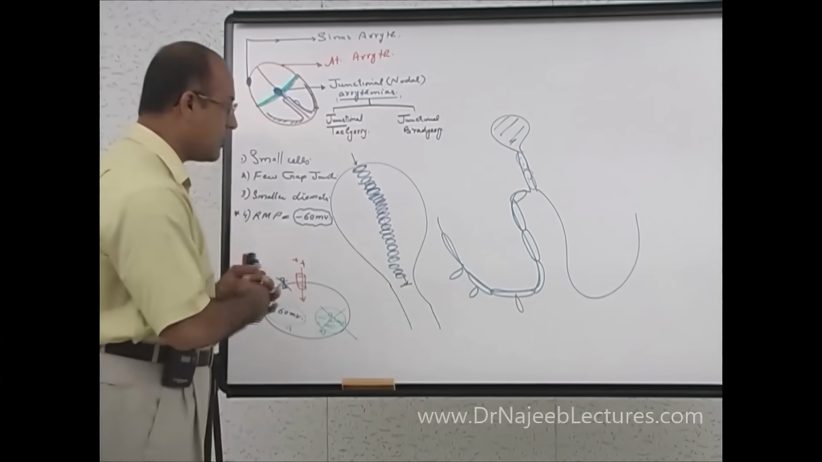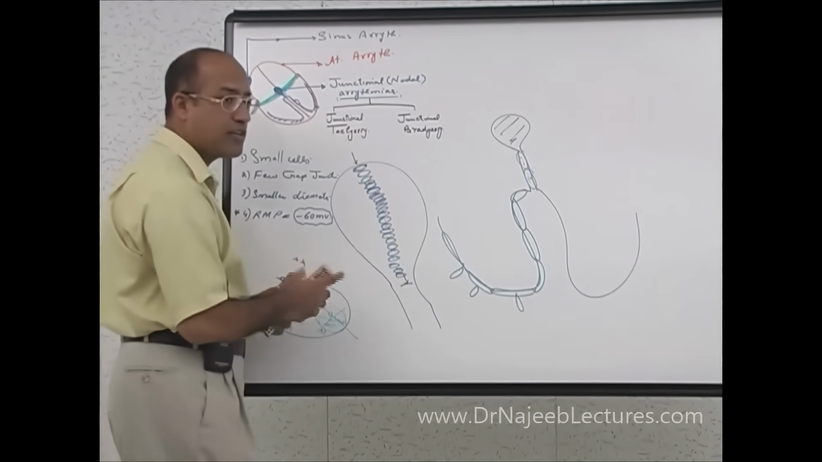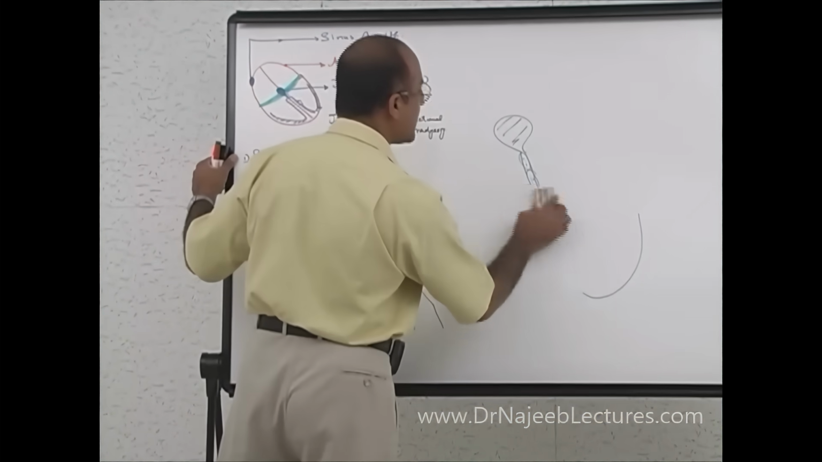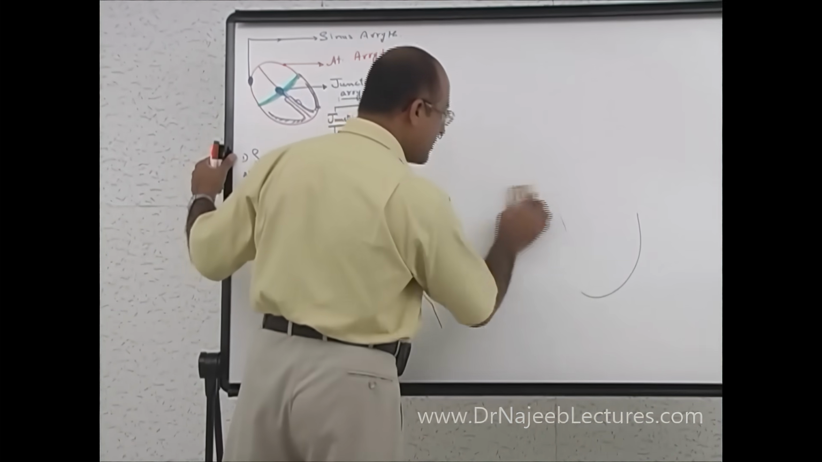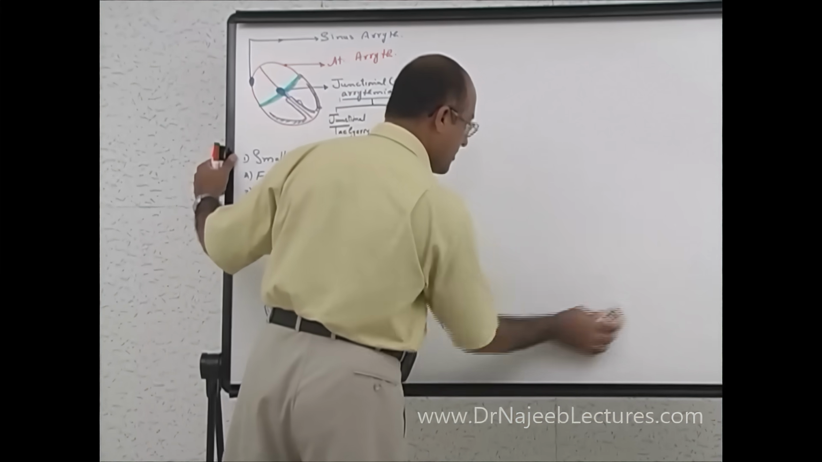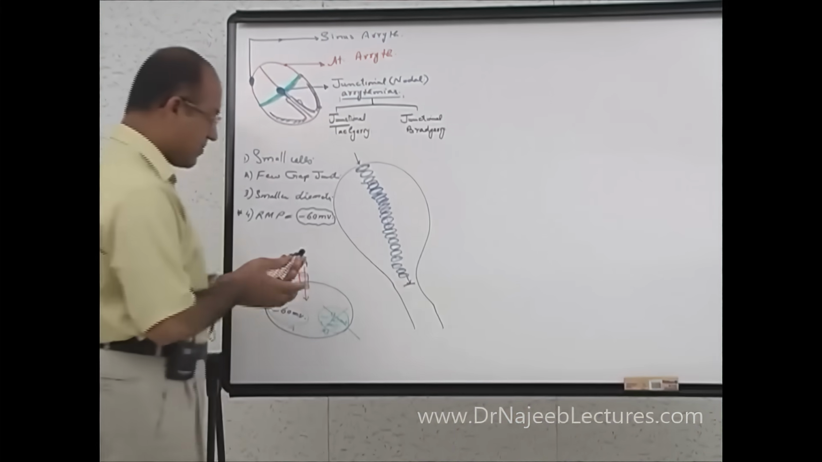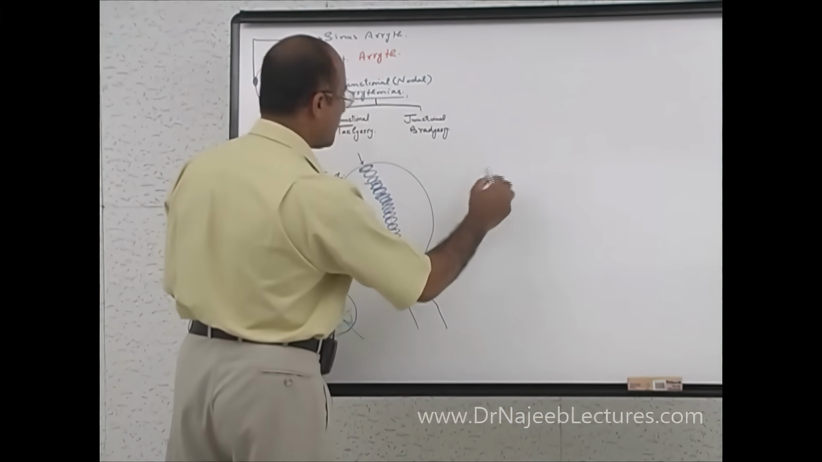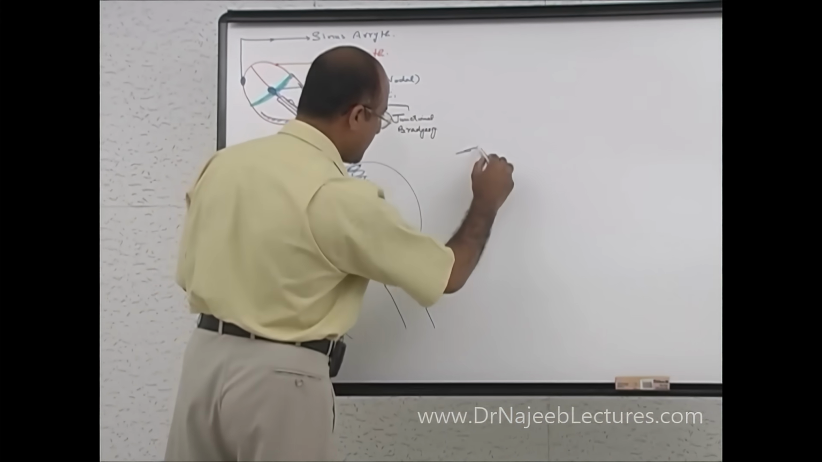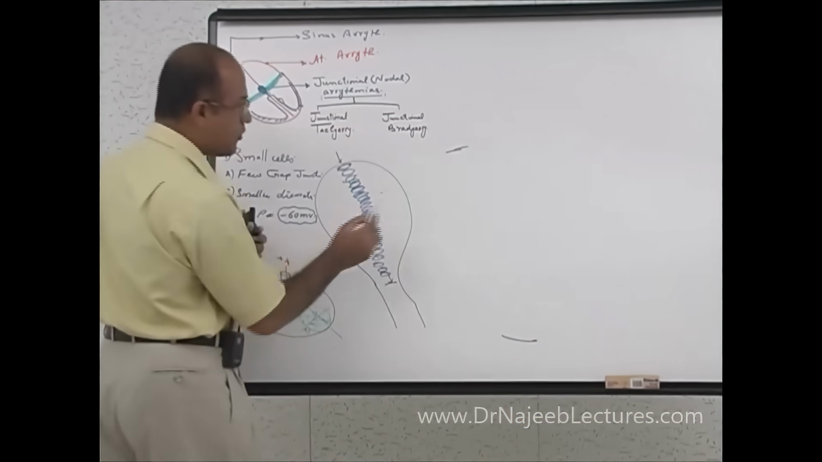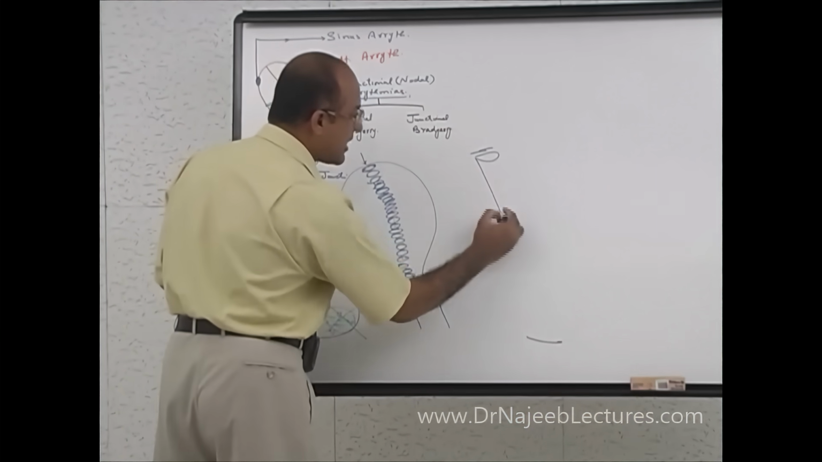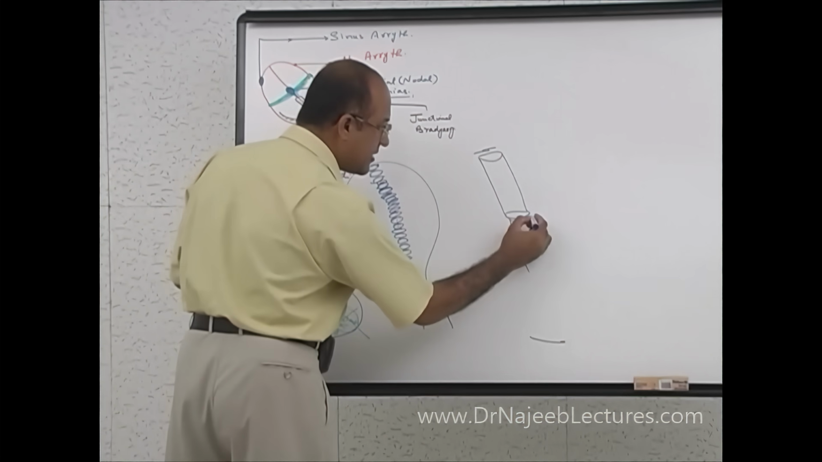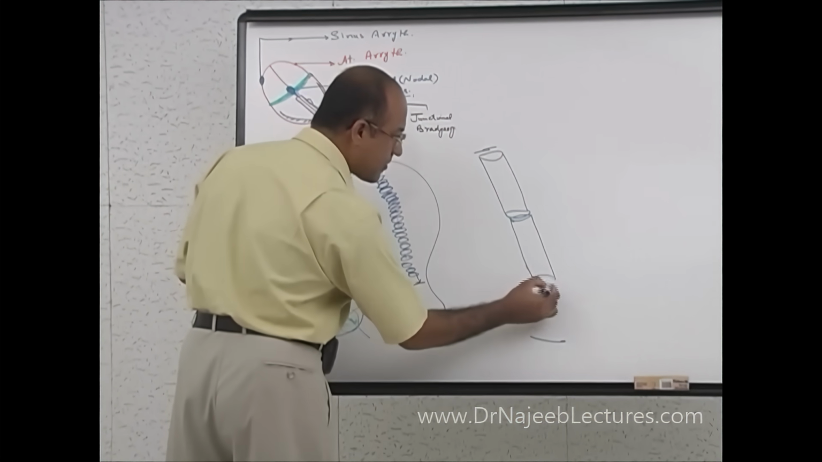Now, I have to tell you why current passes rapidly through the Purkinje system or bundle branches. For this explanation, let's compare the fast conducting tissue, from here up to here. Now, in fast conducting tissue, number one, the cells are larger. Number two, cells are oriented along the current flow.